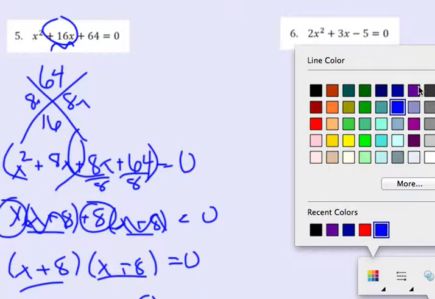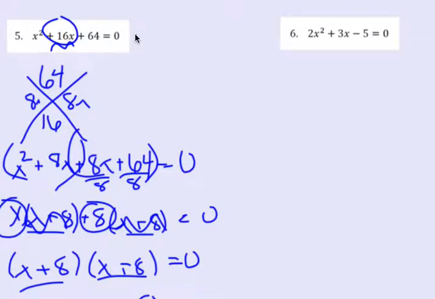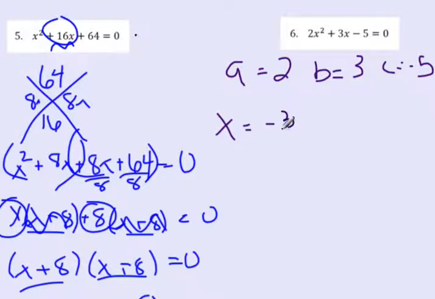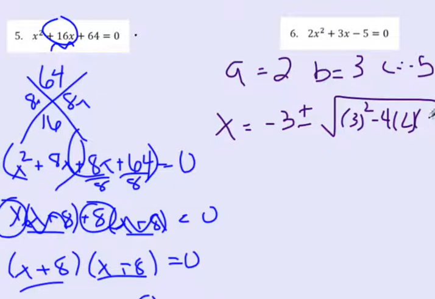Now, let's take a look at number 6. For number 6, we're going to use the quadratic formula. So I get a is equal to 2, b is equal to 3, c is equal to negative 5. Now this is one where you could use the zero product property if you wanted to, but I wanted to do one more practice with the quadratic formula. So then we get that x is equal to the opposite of b plus or minus the square root of b squared minus 4 times a times c, all of that over 2 times a.